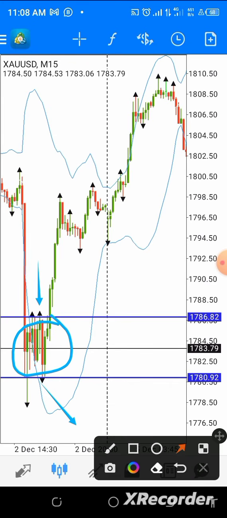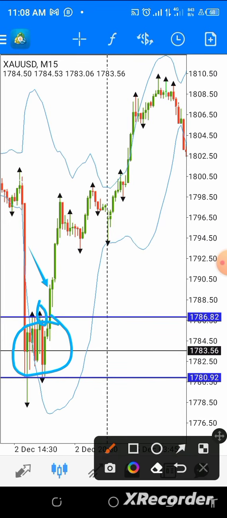Now this is a buy opportunity here. This is the price action that breaks this recent sell fractal, and you are going to buy from this place. This is where you are going to buy.